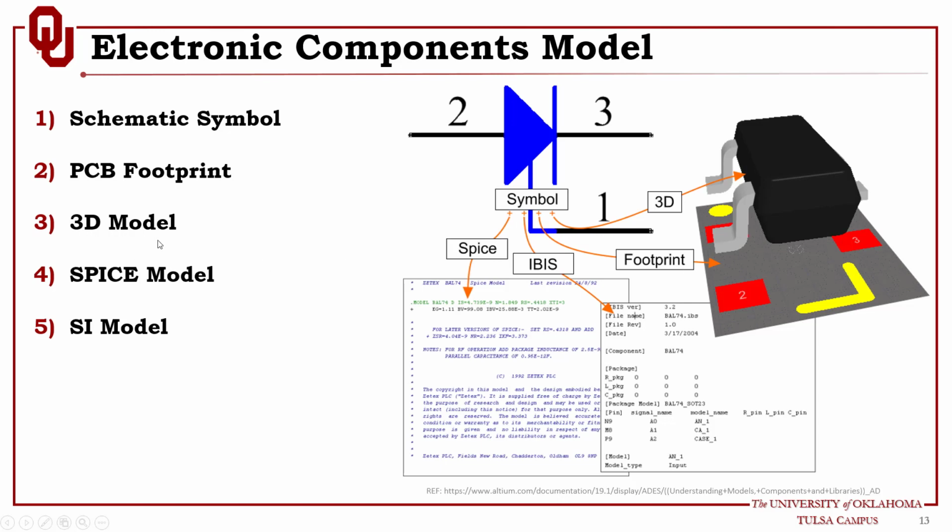Then we have the 3D model, which is this guy in here that represents the actual physical component, and it's very useful for modeling. We will talk about all of these in detail in the next slides. So we have the SPICE model, because Altium Designer itself has simulation, SPICE simulation inside the tool. You can use it. Also, we have the signal integrity model, and Altium also has a signal integrity module based on IBIS, which is Input Output Buffer Information Specification. Let's take a look at each one of these.